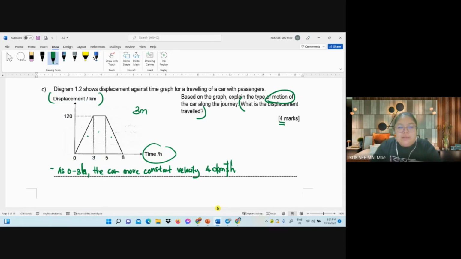Okay, now with second part, center. Okay, the car rests from 3 to 5 hours.